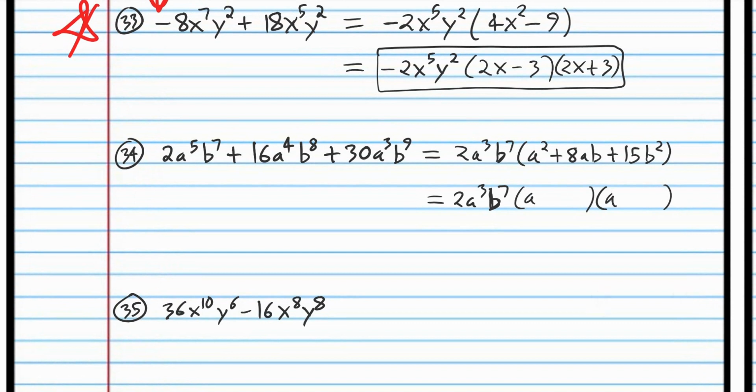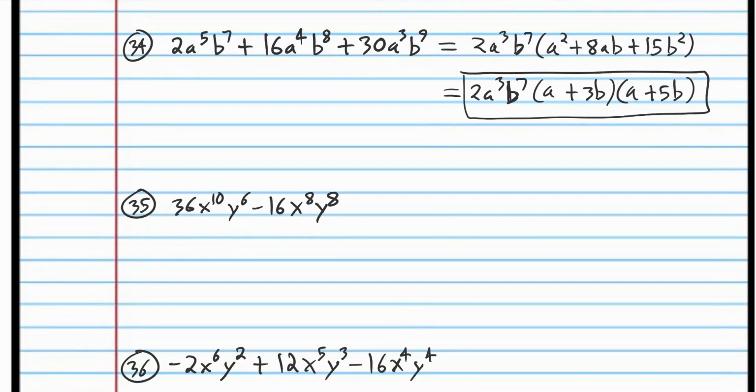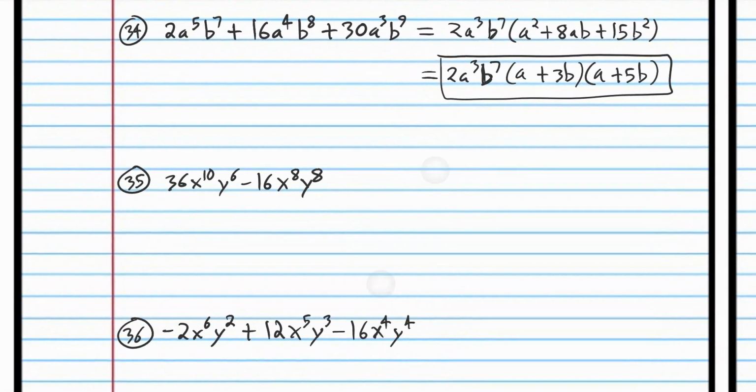It's a good thing because we don't have a coefficient in front of the a squared. So we just ask what two numbers multiply to 15 and add up to 8. So that would be 3b and 5b. And yes, that's correct. So we got that answer. Good job. All right, try number 35, and when you come back, we'll do it together.